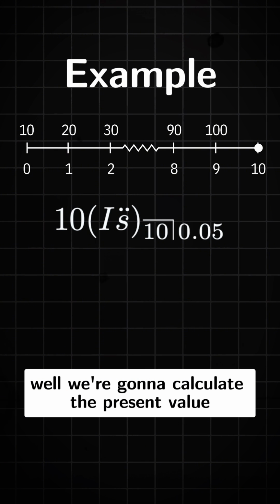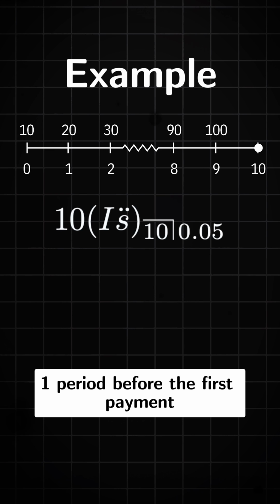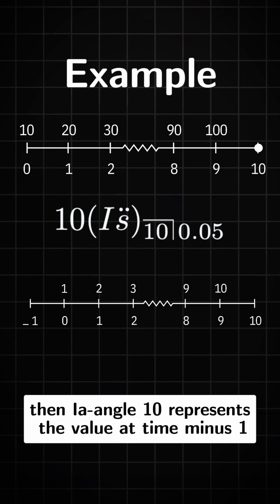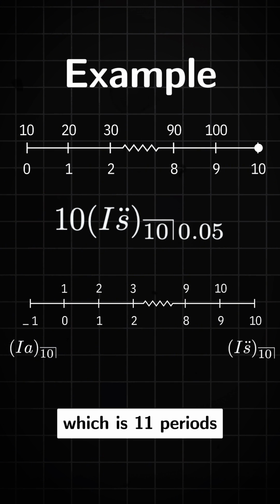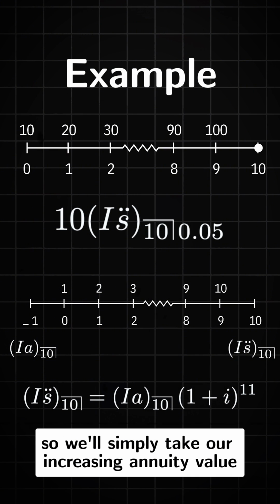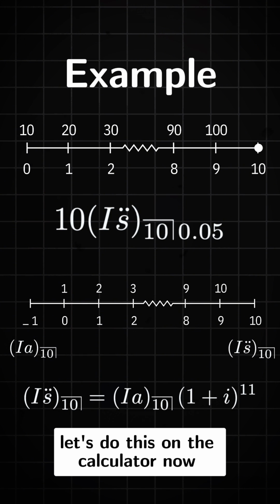Well, we're going to calculate the present value of an annuity immediate, which is the value 1 period before the first payment. So if our first payment is at time 0, then IA angle 10 represents the value at time minus 1. So we'll calculate IA angle 10, and then we'll accumulate from time minus 1 to time 10, which is 11 periods. So in this case, we have our annual effective rate, so we'll simply take our increasing annuity value and multiply by 1.05 to the 11th power. Let's do this on the calculator now.